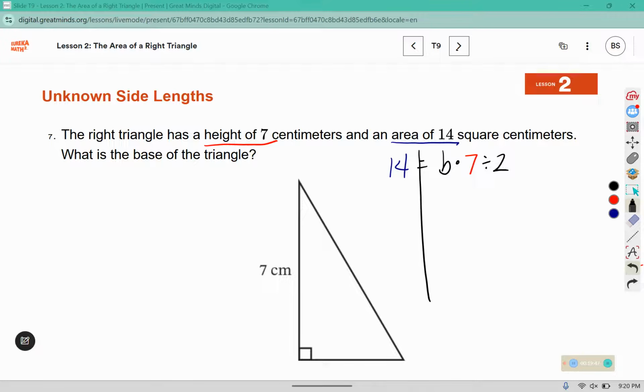7 divided by 2 is 3.5, and that is being multiplied by B. On the left, I still have 14. To undo this multiplication, I need to divide by 3.5 on both sides. These divide out, leaving us with b, and 14 divided by 3.5 is 4. So our base is 4 centimeters.